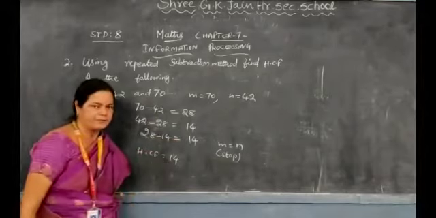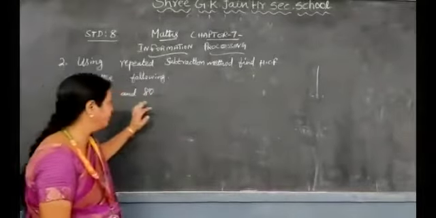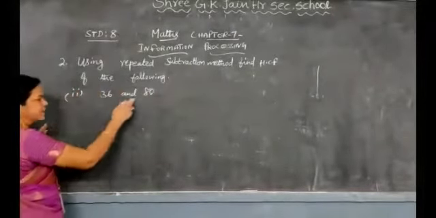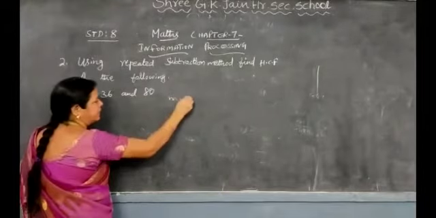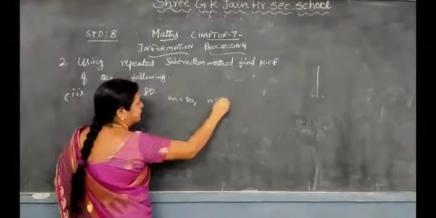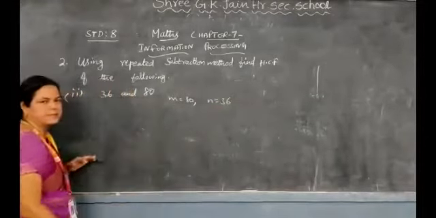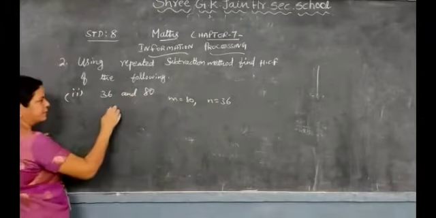Okay, fine. We will see the next sum. In the second sum, we have 36 and 80. So which one is the bigger here? M equal to 80. Take the bigger number first, and the smaller number, 36, you are going to take as n. Okay. Now shall we do the answer?